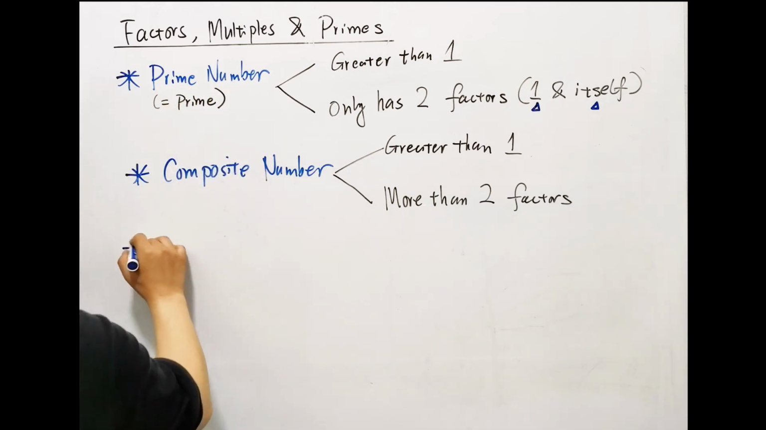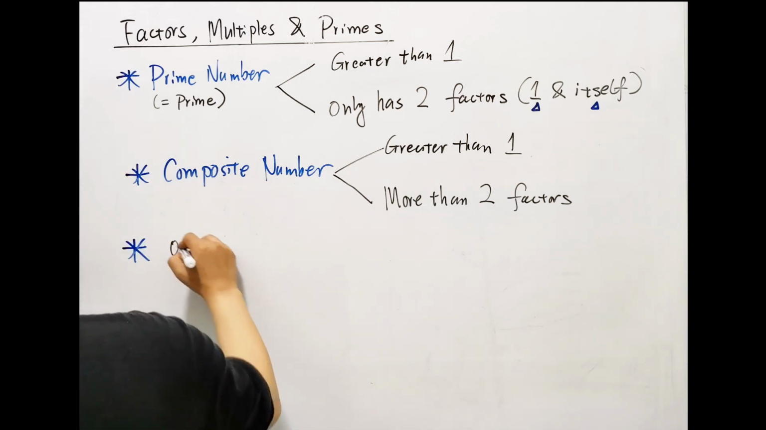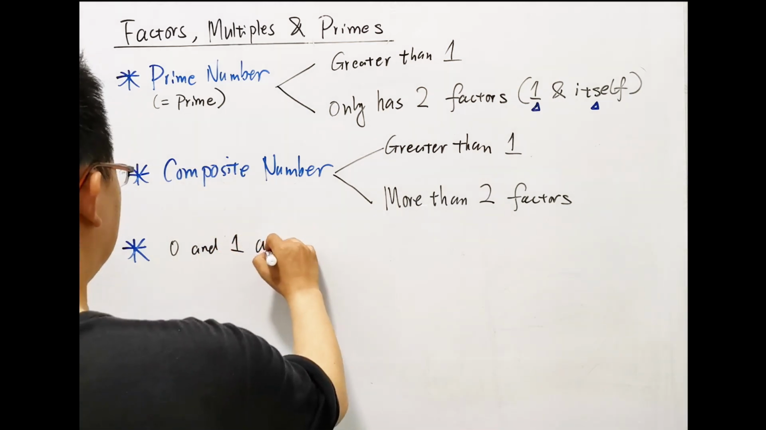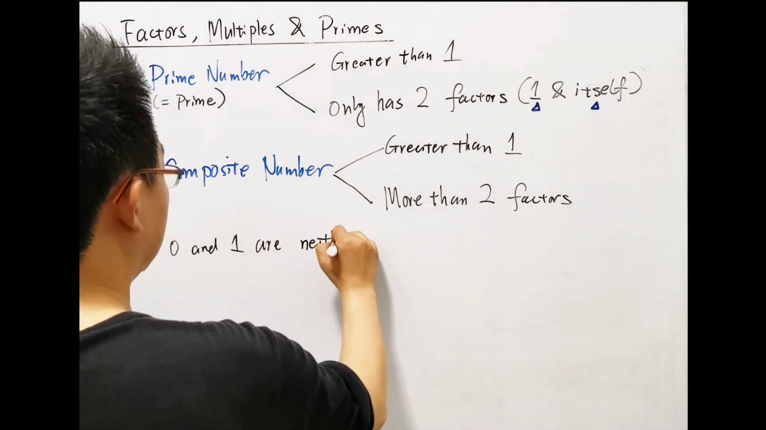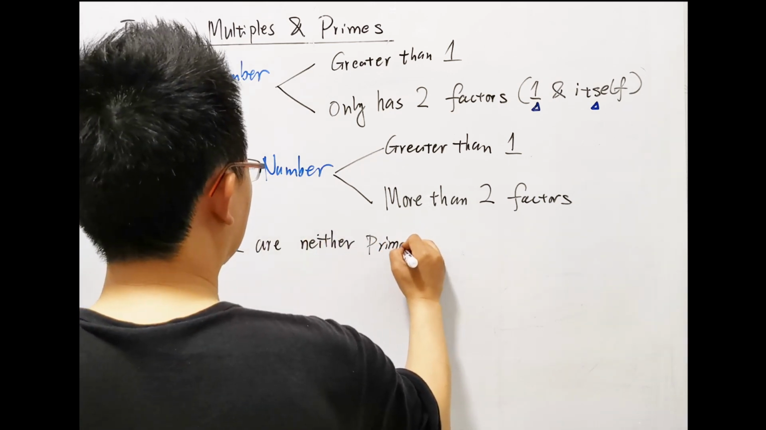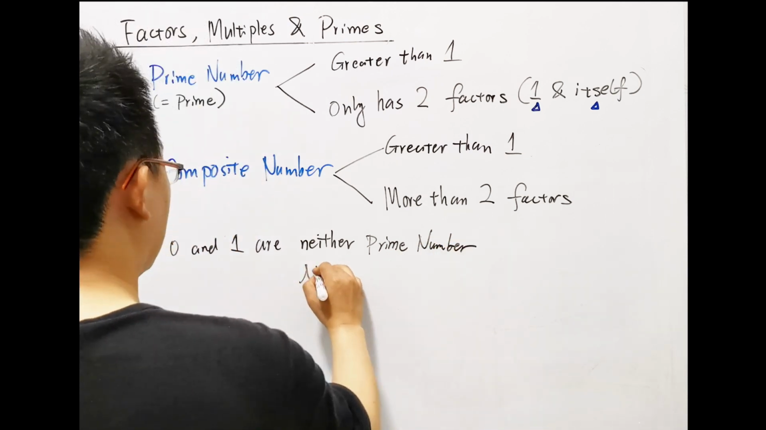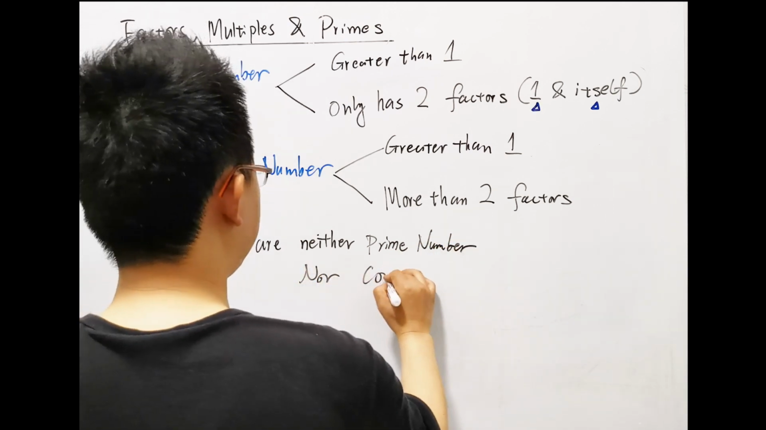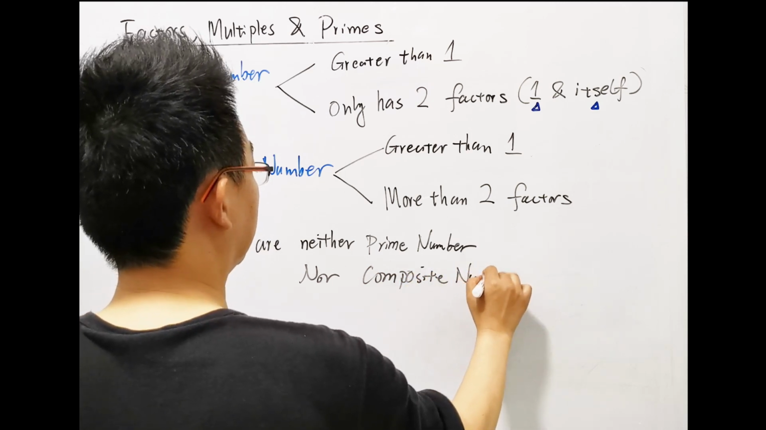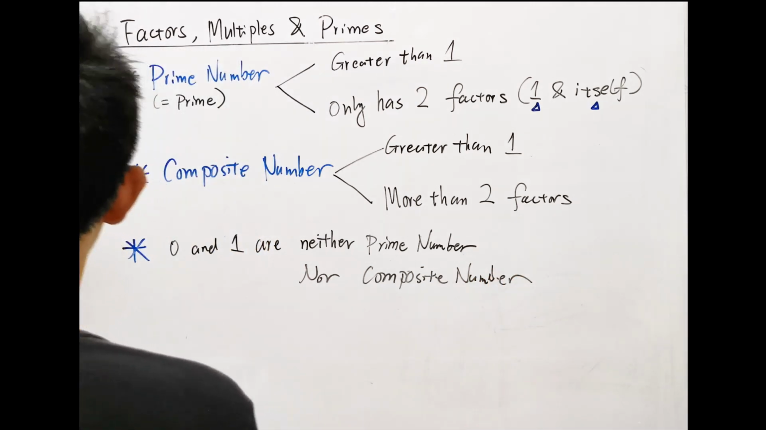Next one. Also take note, right? 0 and 1 are neither a prime number nor a composite number. Take note about this.